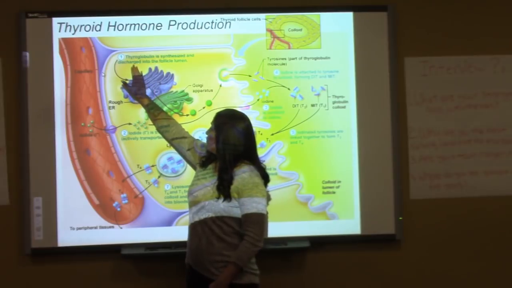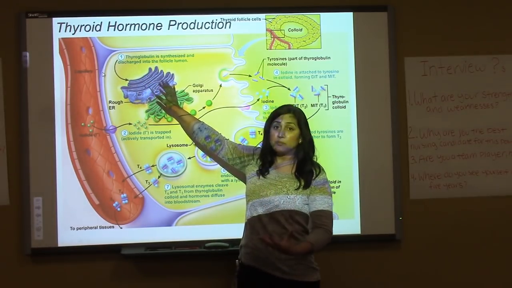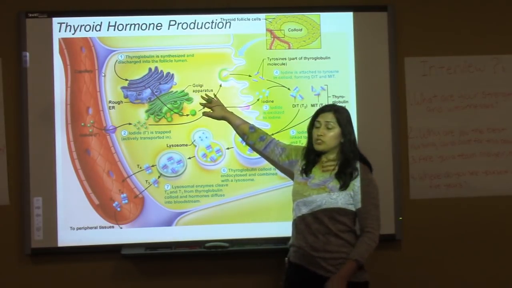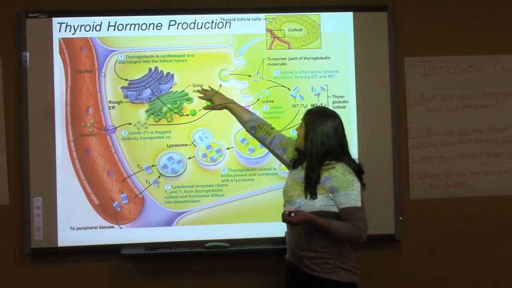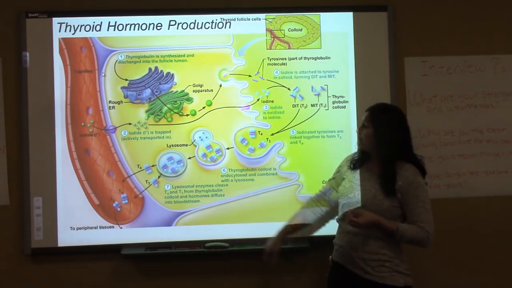So, step 1, thyroglobulin is produced. Thyroglobulin is a protein, so the ER and the Golgi apparatus produce a protein called thyroglobulin, and that is secreted into the colloid. So now in the colloid, you have the protein.